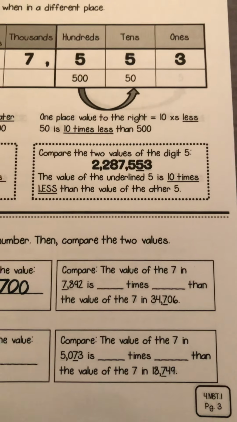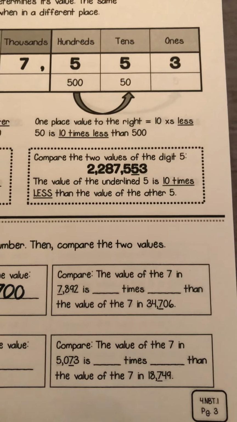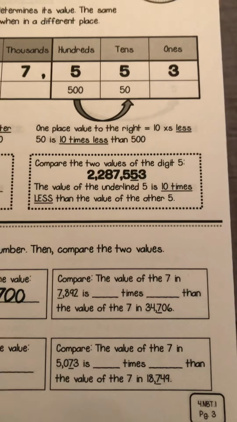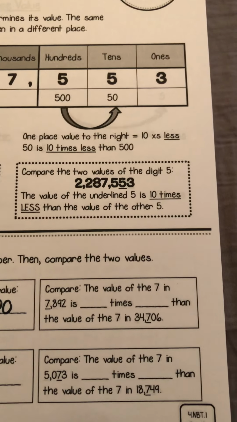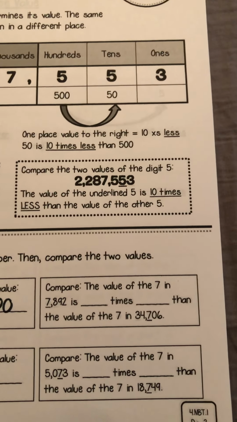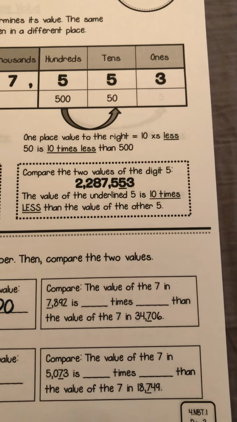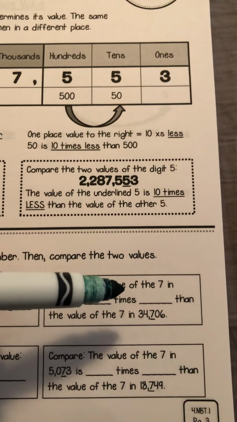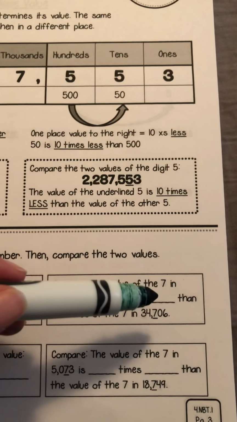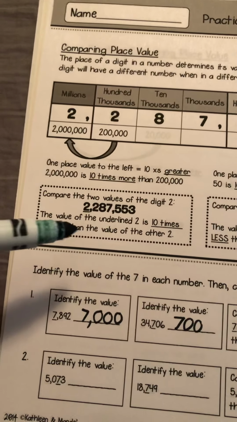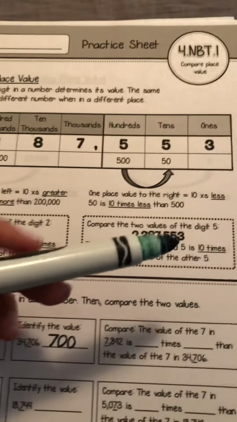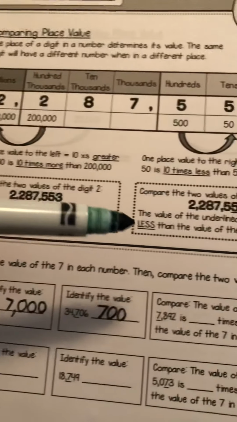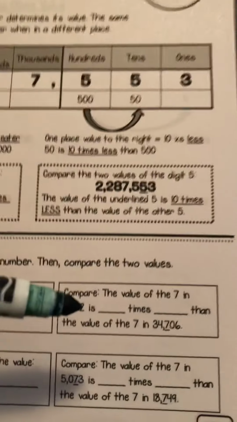So now it says compare. The value of the 7 in 7,892 is blank times blank than the value of the 7 in 34,706. So we have to figure out how many times, and then is it more or less, okay? Because that's what it is, greater than or less than, right? Is it how many times, and then is it greater than, or is it less than? So that's what we're trying to figure out here.